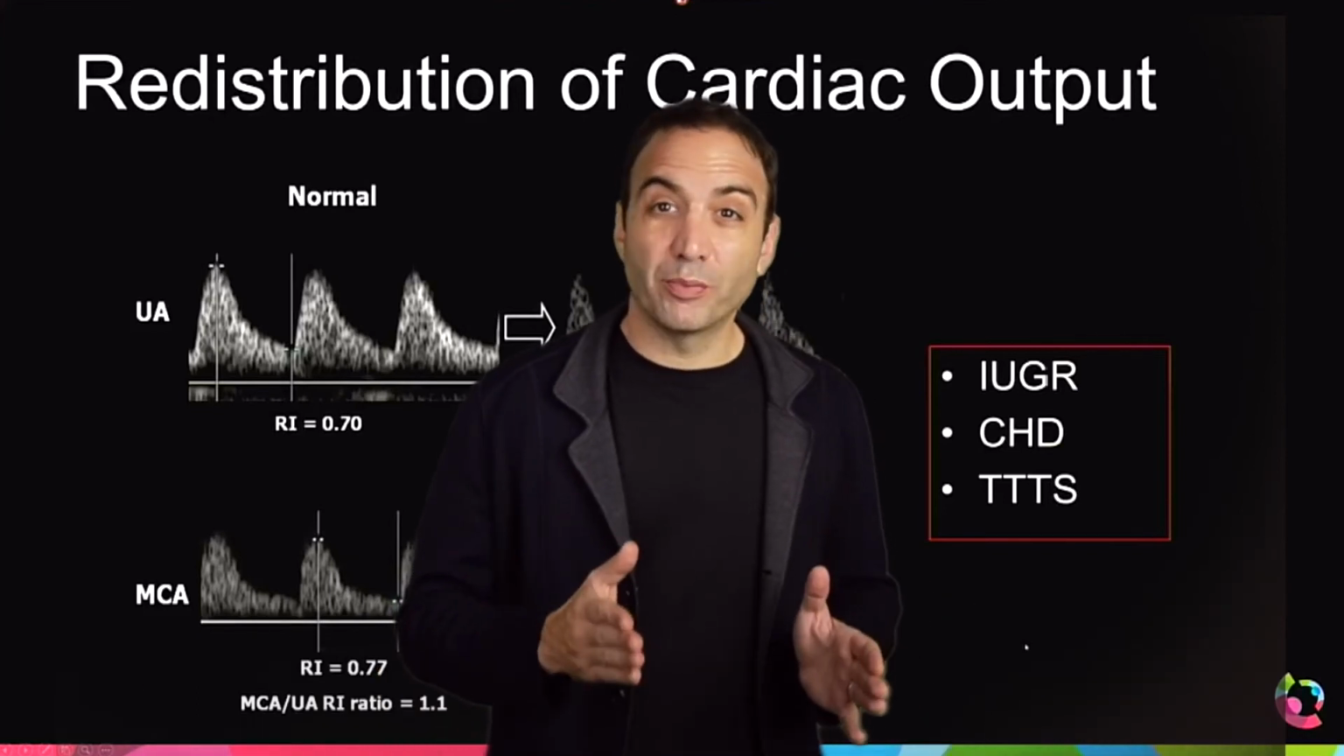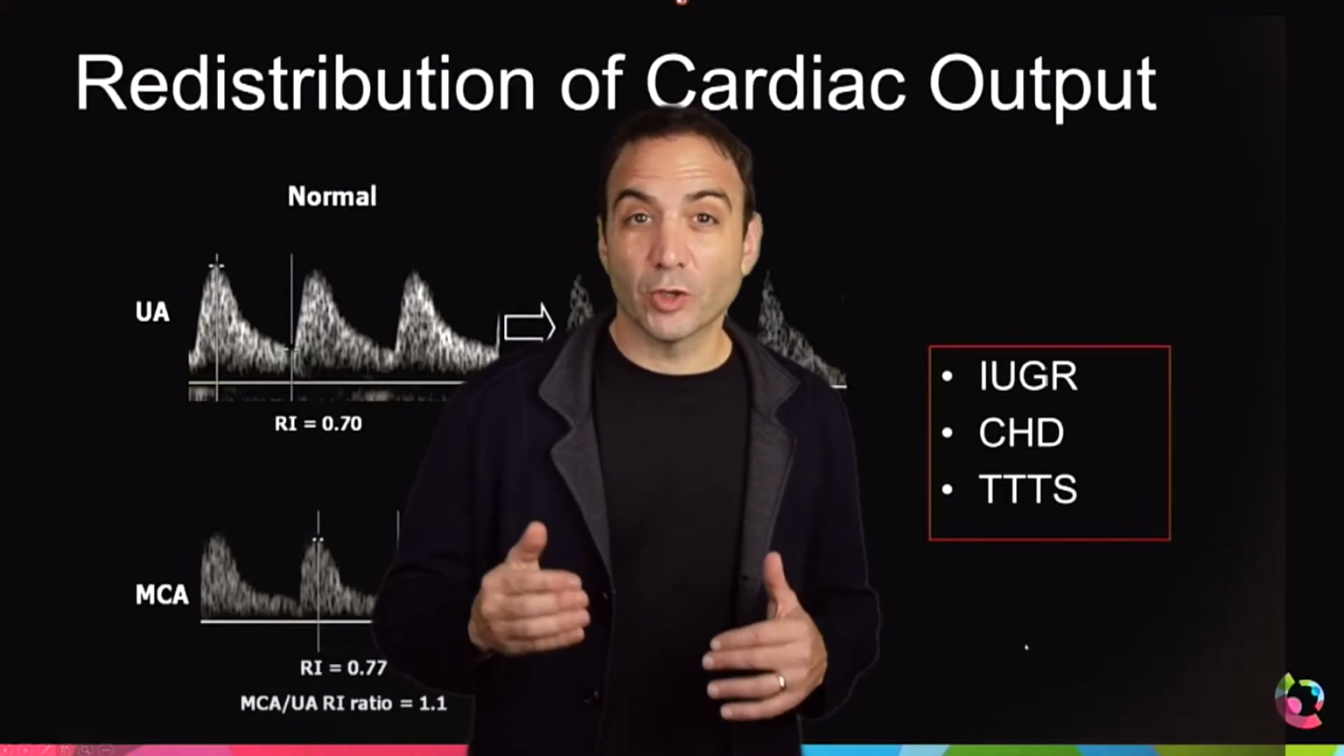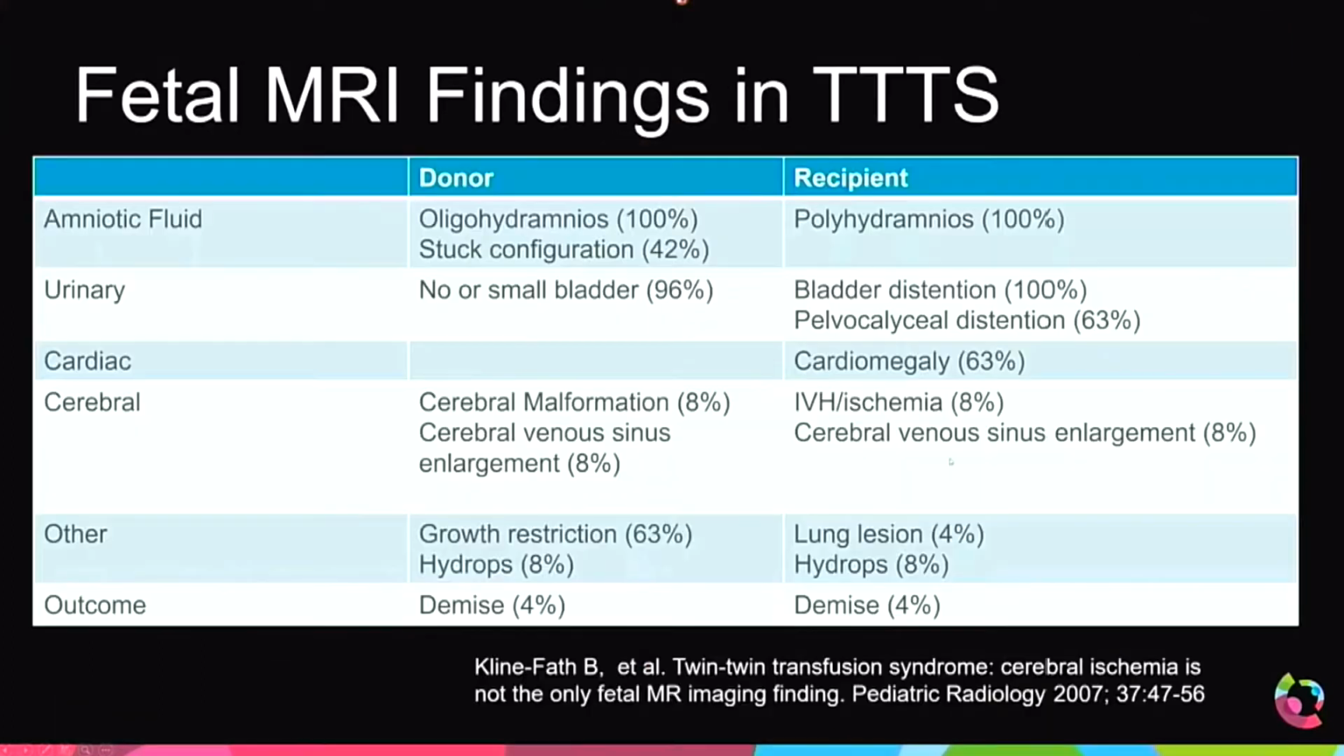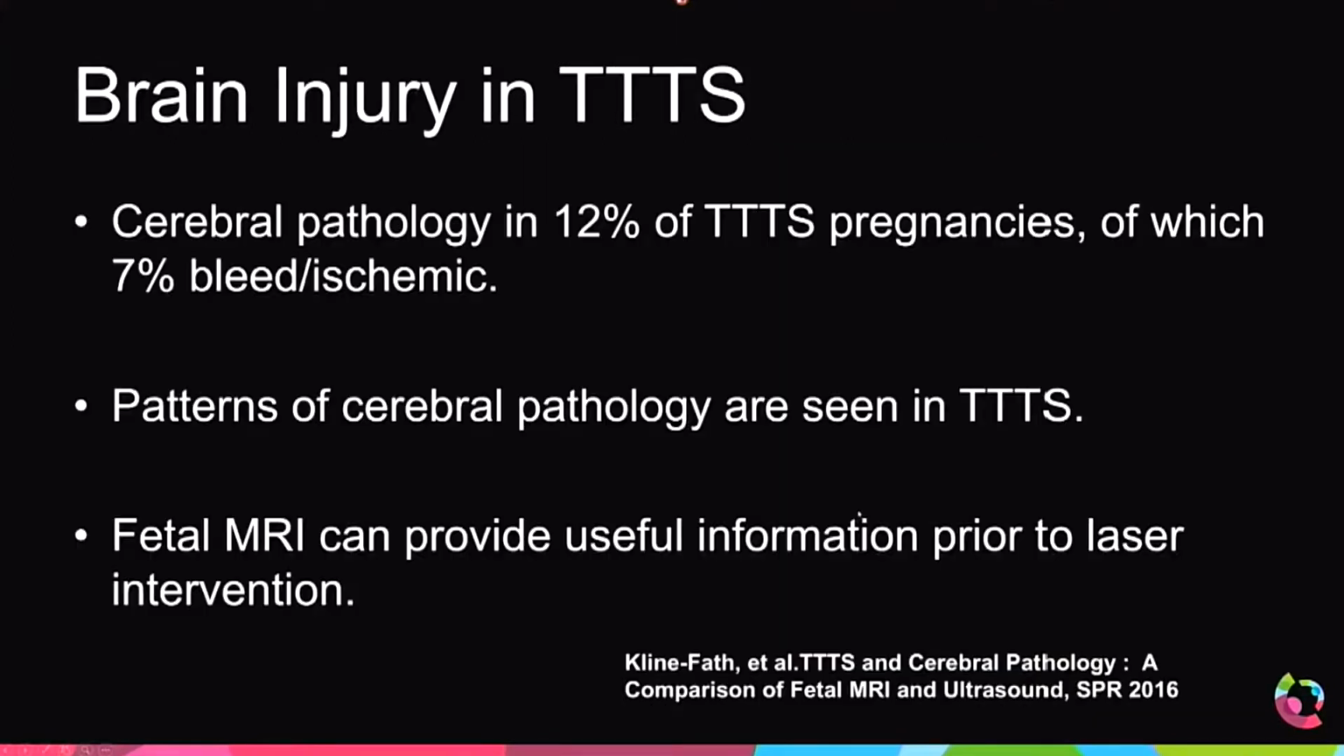There's ischemia in the brain, which is often identified by germinal matrix hemorrhages. So, we have used fetal MRI to look for brain injury in these twins before and after therapy. We can see certain patterns in twin-twin transfusion between the donor and the recipient, and we found fetal MRI to be helpful prior to laser intervention and in the counseling of these families.